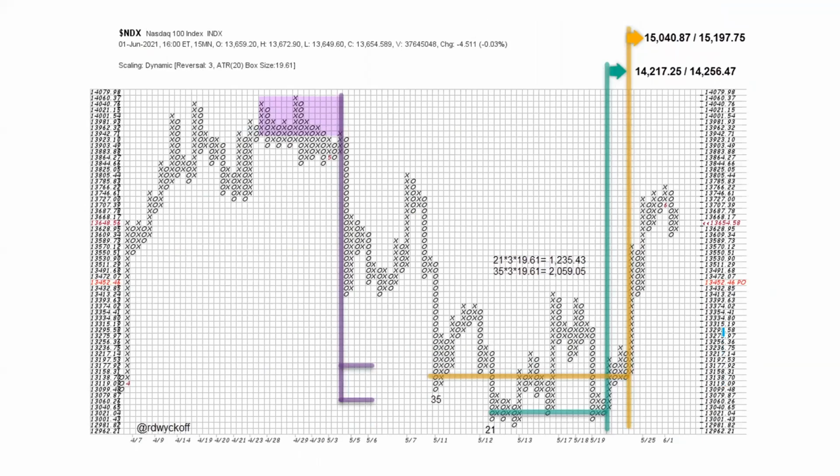Okay, here's some point and figure counts. I'll let you look at these. I'm running out of time. Here is a count that goes up to 14,256, and then a larger count up to 15,000.